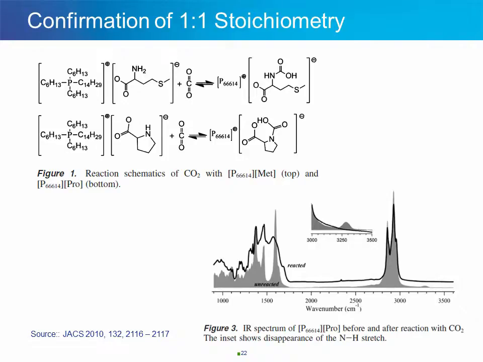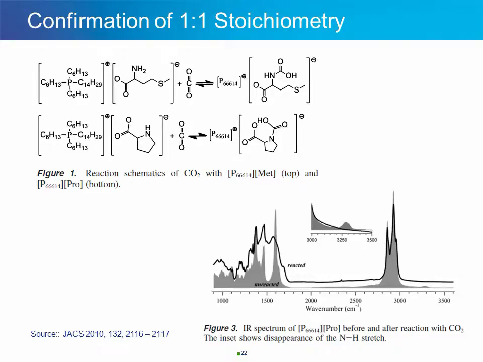First, the prolinate NH stretch observed at 3,290 wave numbers disappears when the CO2 reacts with the ionic liquid. At the same time, the NH bending around 1,603 wave numbers, which overlaps with the carbamate asymmetric stretch, decreases with reaction with CO2.